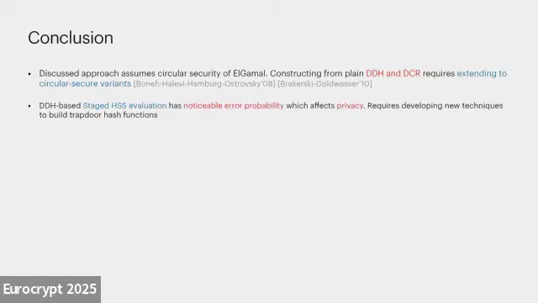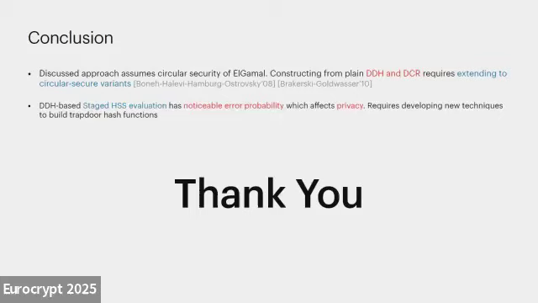Some concluding remarks. The approach we just went over requires circular security of ElGamal, and the same approach can be used with DCR. To get it from just plain DDH and DCR, we need to extend these techniques to circular secure encryptions under these assumptions. Also, the DDH-based staged HSS algorithm has inverse polynomial error. It has noticeable error. And ensuring we get a trapdoor hash function with negligible correctness error requires building some new techniques, because it also affects privacy. And that's all. Thank you.